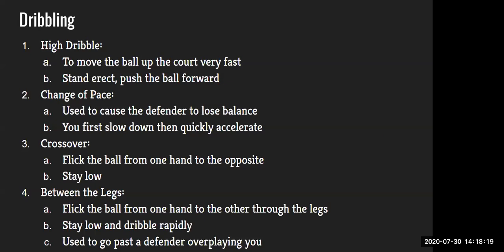Between the legs is like a crossover, but this time the ball is passed from the left hand to the right hand from between the legs. So you do the same thing. You flick the ball from one hand to the other through the legs. You stay low and you spread your legs far apart, so the ball can go through easily. This is done when the defender is very close to you and he's overplaying you. To lose that defender, you do this so he doesn't get hold of the ball.